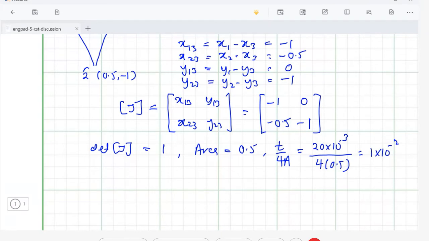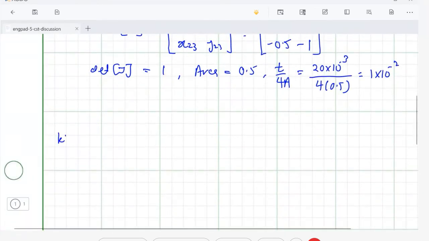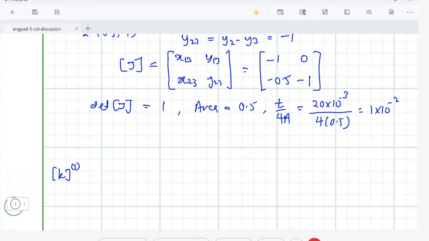Okay, please take a look at the formula sheet. I just cannot open my formula sheet here because of this issue. So we are complete with our data for element number 1. What we need to do is to find what is our K of element number 1.